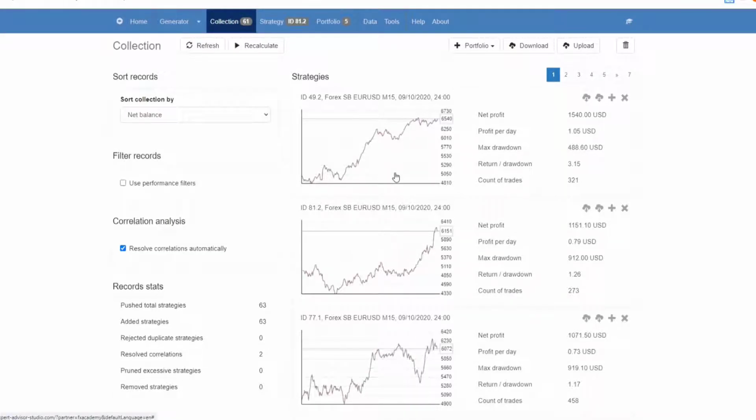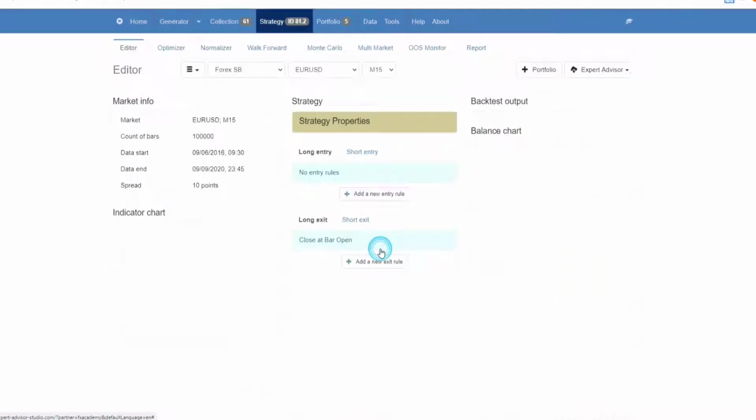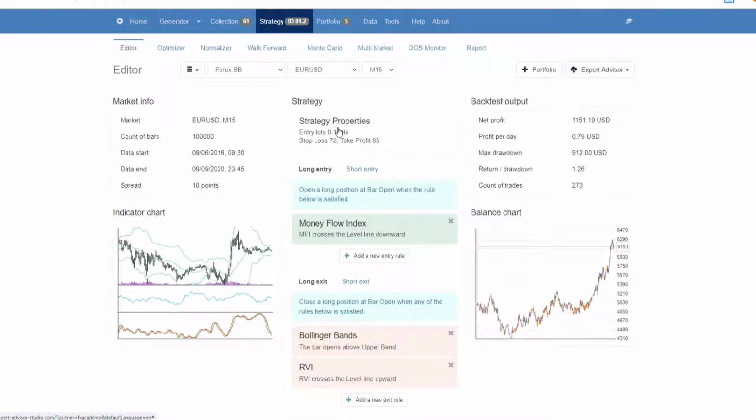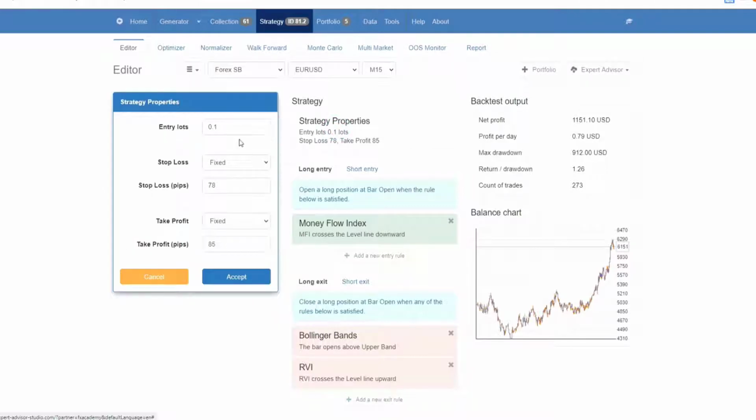If you want to change anything on the strategy, all you do is you click on it. The first thing you'll see is a strategy properties box. If you click on that, you'll see your entry lots, your stop loss, and your take profit parameters. All of these you can change, and that will change the equity line.